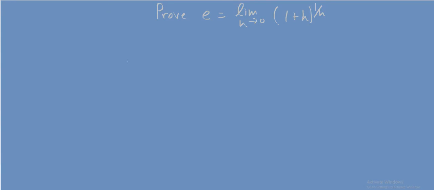Today we're going to prove that e is equal to the limit as h goes to 0 of (1 plus h) raised to the 1 over h. Okay, so this guy right here is going to 0, and this guy right here is going to infinity. Okay, so first we're going to define some things.